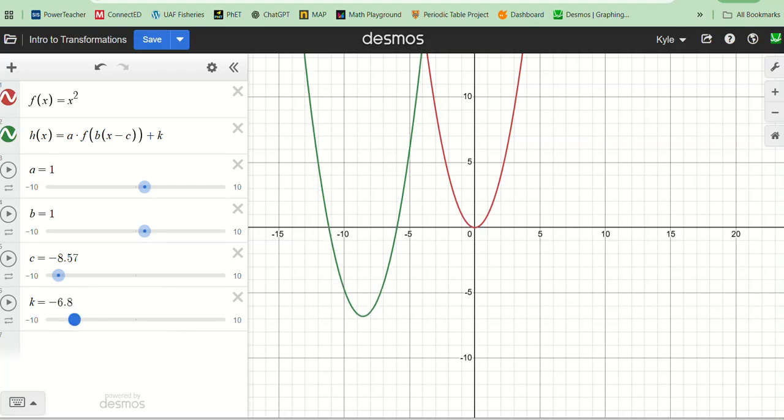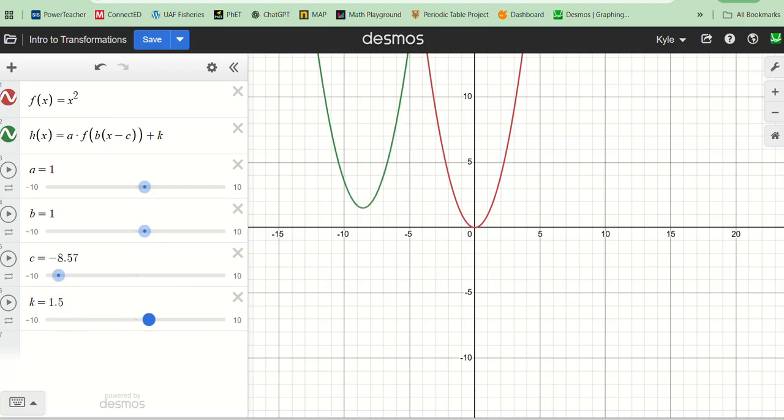If K is positive 2, it's going to go up how far? 2. Now, why is it still wonky over here? Why didn't it just go straight up? Love it. Because I changed C earlier, right? If I change C back to 0 and I put it back where that original parent function was, now I can see this really clearly. This is all that's moving. No shape change, nothing other than up and down.